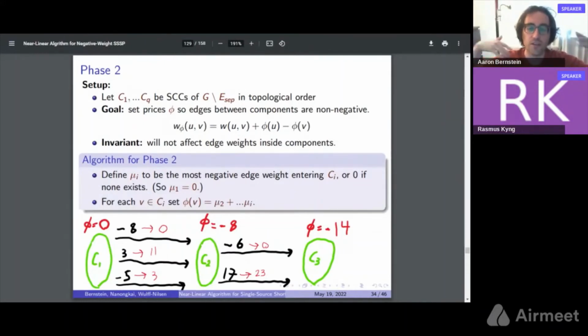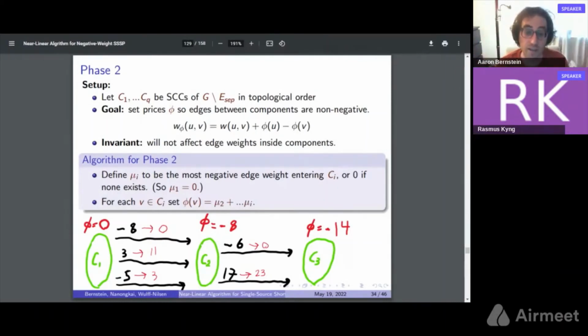And the way to do that is you set the price of C2 to be -8, meaning you set the prices of all the vertices inside C2 to be -8. And then if you think about it, any edge entering C2 is coming from C1, so the reduced edge weight is the original edge weight plus phi of C1, which is 0, minus -8. So that's the original weight plus 8. So we're adding 8 to all the edge weights. 8 was the most negative edge weight, so now they've all become non-negative.